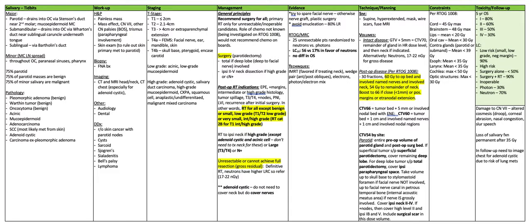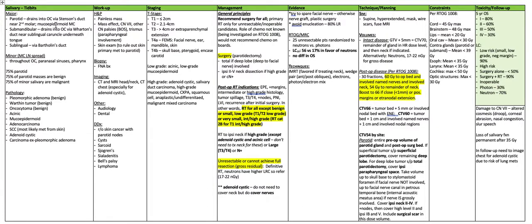Salivary gland cancer. The major parotid gland drains into the oral cavity via Stensen's duct near the second molar. Mucoepidermoid cancer is the most common parotid cancer. The submandibular gland drains into the oral cavity via Wharton's duct near the sublingual caruncle underneath the tongue, and the sublingual glands drain via the Bartholin's duct.